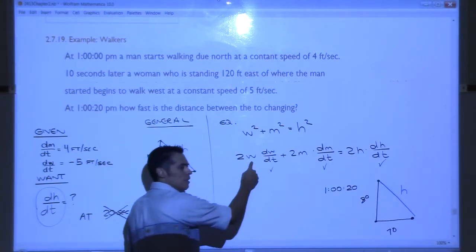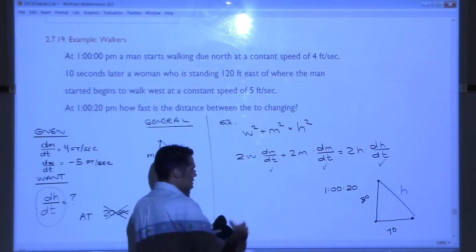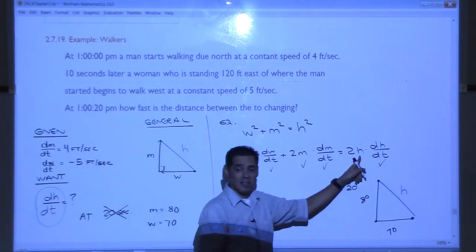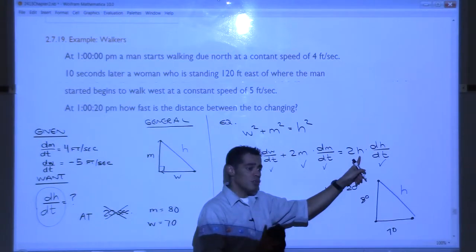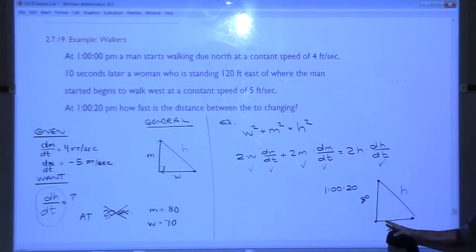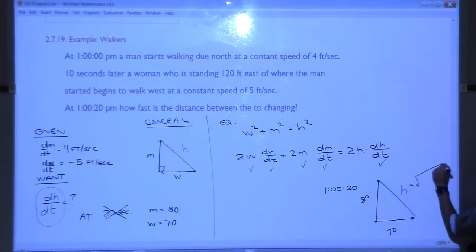Do we know W at the instant in time? Yes. Do we know M at the instant in time? Yes. Do we know H at the instant in time? Not directly, but we can fix it now, can't we? We can figure it out at 20 seconds, and you can solve for H because you have two sides of a right triangle, right? So we know a squared plus b squared is c squared. So H should be the square root of 80 squared plus 70 squared, whatever that is.